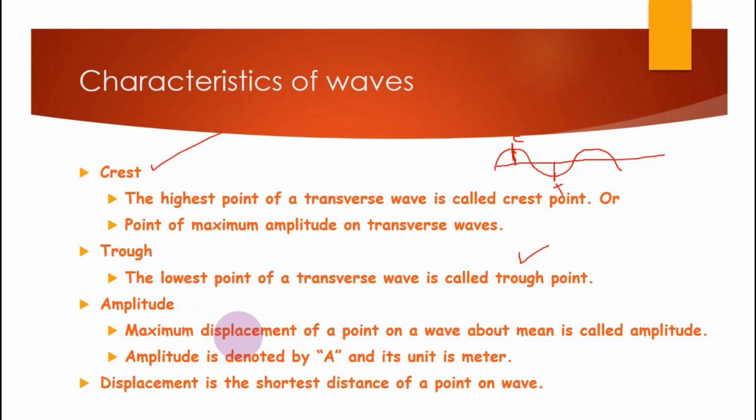What is amplitude? It is the maximum displacement of a point on a wave. This distance is amplitude, and amplitude is denoted by A. Its unit is meter. Displacement is the shortest distance of a point on a wave. Suppose this is a larger wave and we take this crest point, then this is amplitude. But if you take a point here, then this is not amplitude. This is a smaller distance than amplitude and is known as the shortest distance, called displacement.